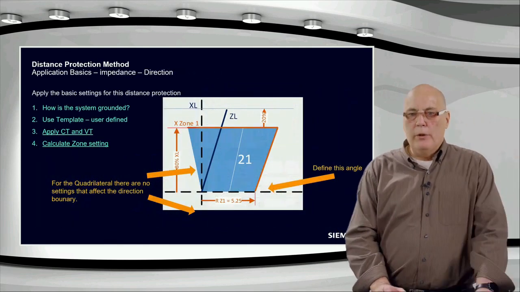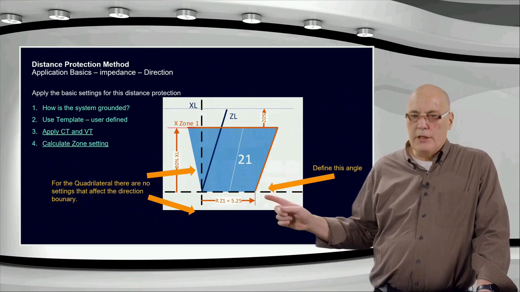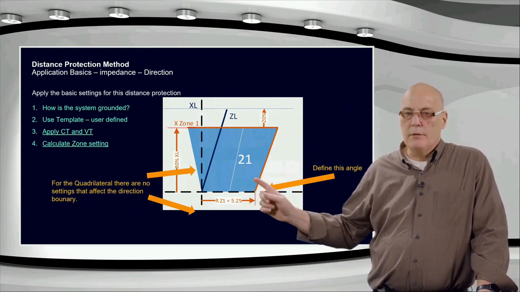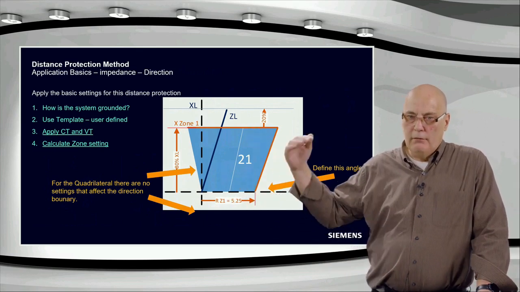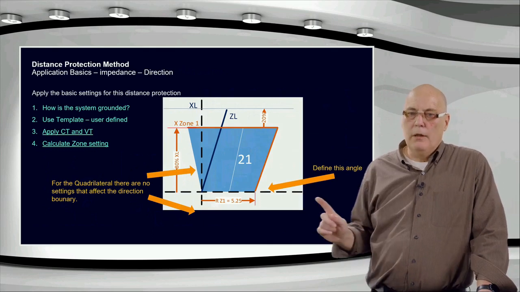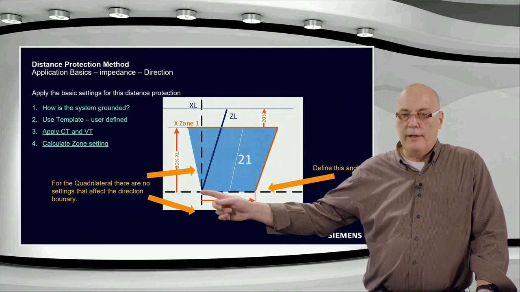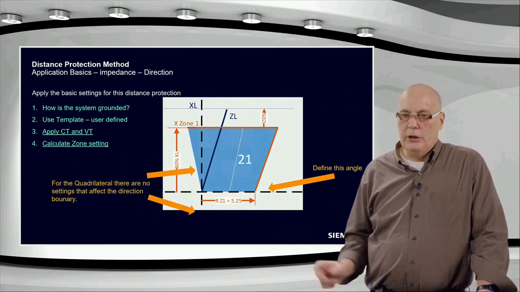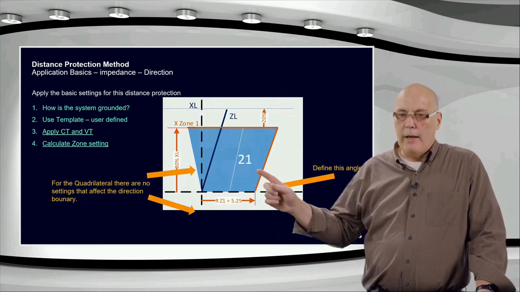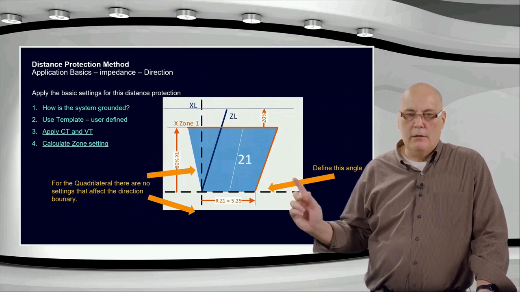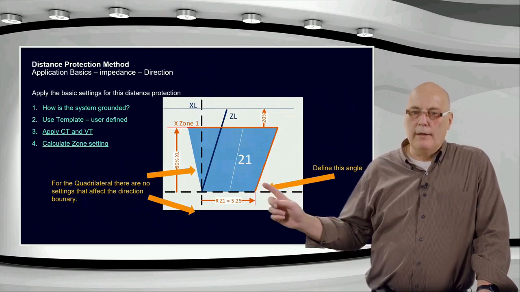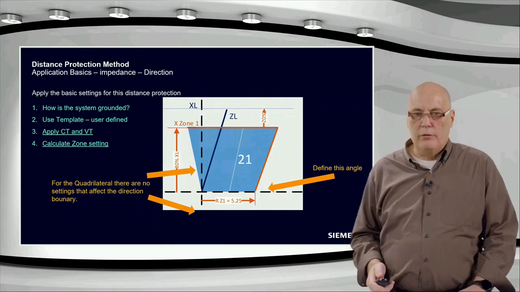Okay, so we have now defined the reach settings for the resistance. We defined the X setting for the zone 1 in this example. We still have some issues with the direction boundaries. We saw that earlier. Direction is fixed. We don't set any direction boundaries, but we have got this angle here. This angle still needs to be set. How do we determine this angle setting over here? It's a so-called characteristic angle.